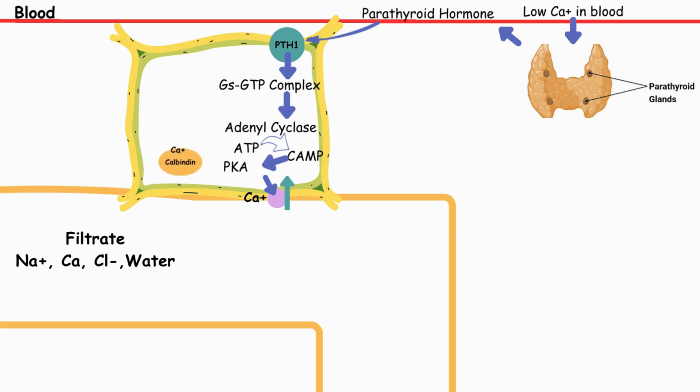Calcium binds to calbindin protein inside cell and will be transported to blood through sodium-calcium antiporter channel and calcium ATPase channel. Here energy is required for the calcium to go into blood because calcium in blood is still in high concentration as compared to cell.